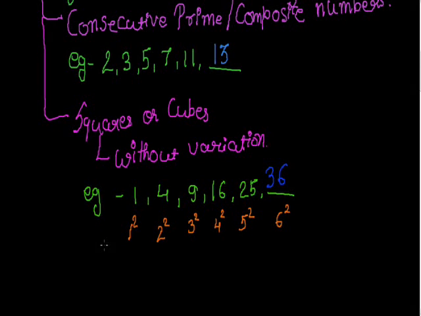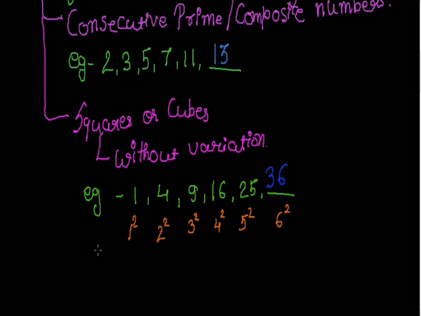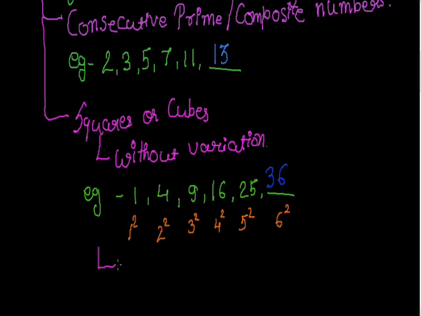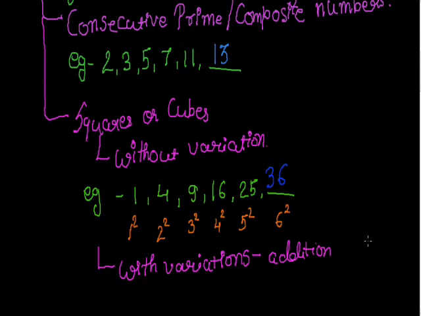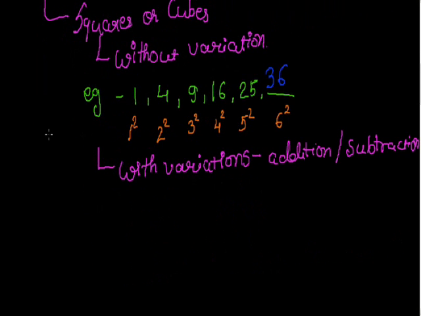Now again, in square or cubes of numbers, there is one more pattern which is with variations. This variation can be addition or subtraction of some number from their squares or cubes. Now let us take an example of this.